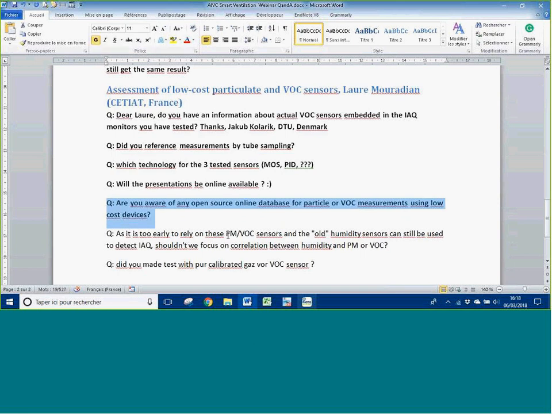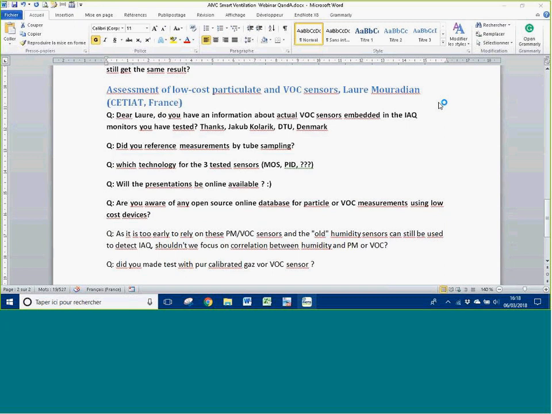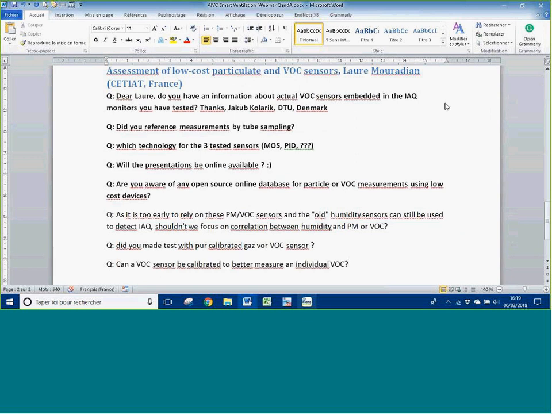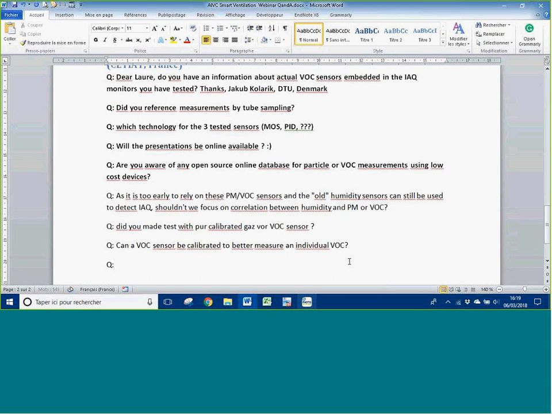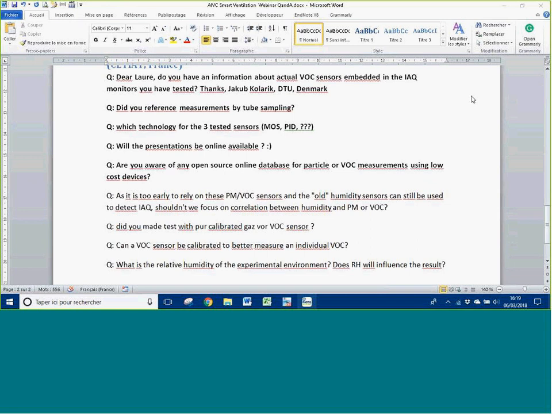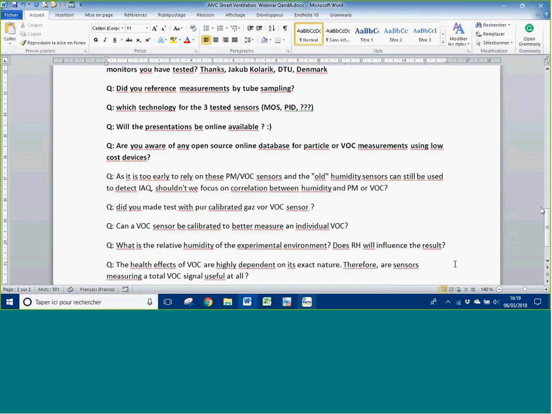Is it too early to rely on these PM and VOC sensors? Can the old humidity sensor still be used to detect indoor air quality? Shouldn't we focus on the correlation between humidity and PM or VOC? Oh, I think it's 2 questions. So the first one is, yes, the old humidity sensor can still be used to detect AIQ. At a recent workshop, I would say 1 year ago in Brussels, on metrics for AIQ, it was said that AIQ can be measured by several criteria or metrics, and those metrics are particulate matter, CO2, volatile organic compounds, humidity also, and formaldehyde. So, first of all, yes, we can still rely on humidity sensors for some uses.